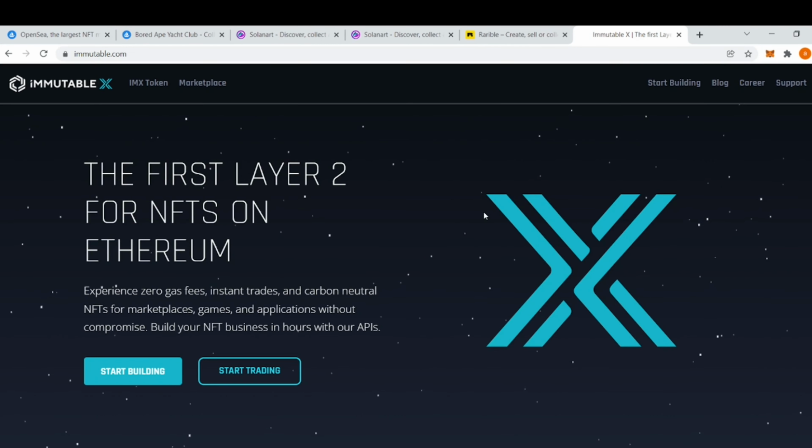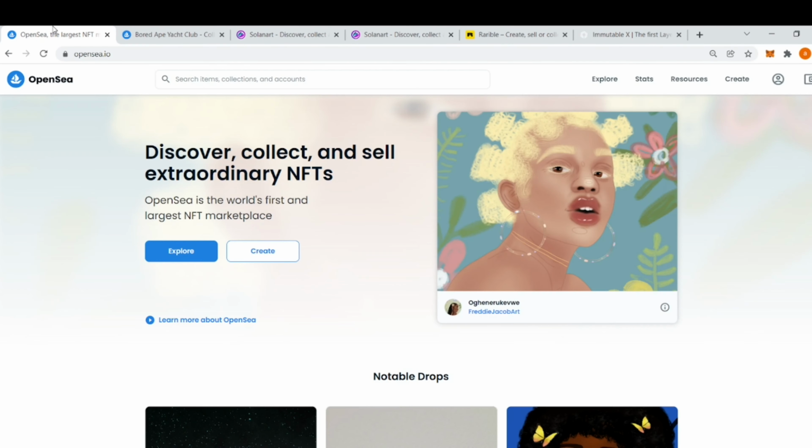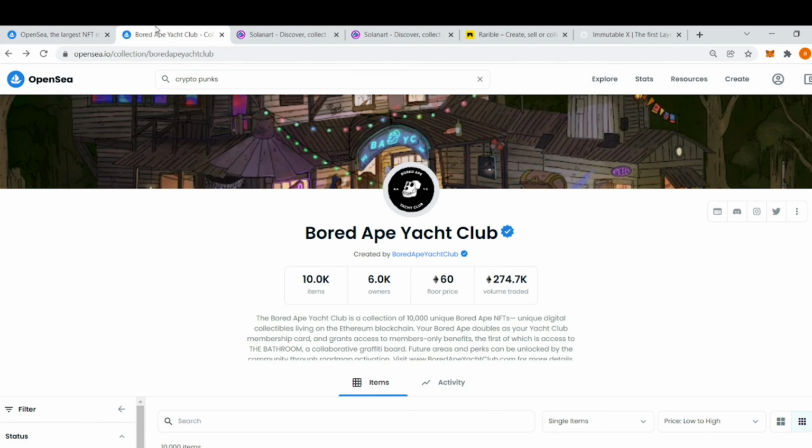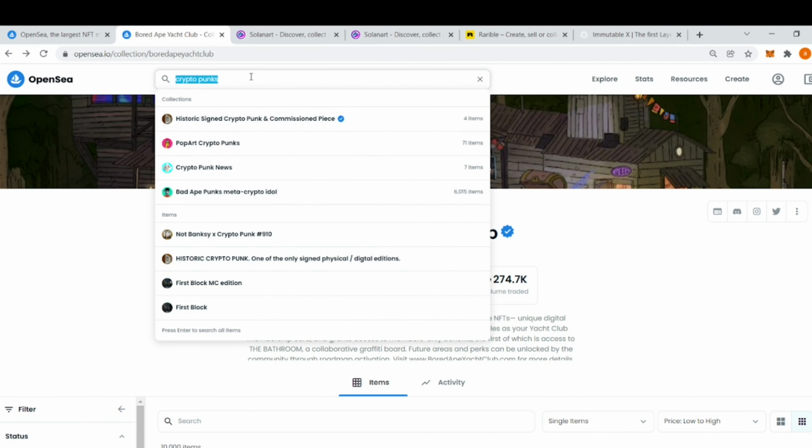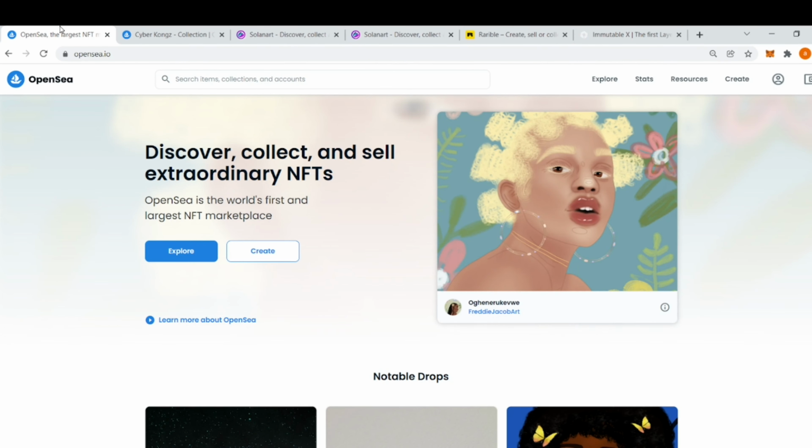So Immutable is another platform where we can see our NFTs, and if you go to the marketplace you can see all of the listed NFTs. But OpenSea is the most widely used platform for any NFTs, and I suggest you trade only on OpenSea as of now. This is all about the platforms for NFTs.